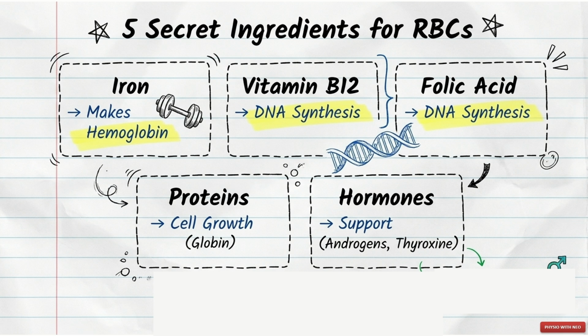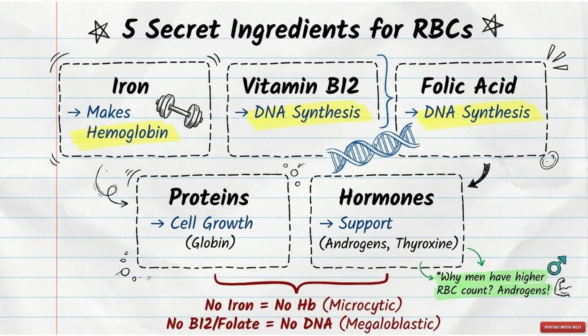So let's revise once again. Iron for hemoglobin, B12 and folic acid for DNA, proteins for globin, and hormones, androgen and thyroxine for support. So this is the reason why men have more RBC count than females. So no iron, no hemoglobin, microcytic anemia. No vitamin B12 and folate, no DNA, megaloblastic anemia.